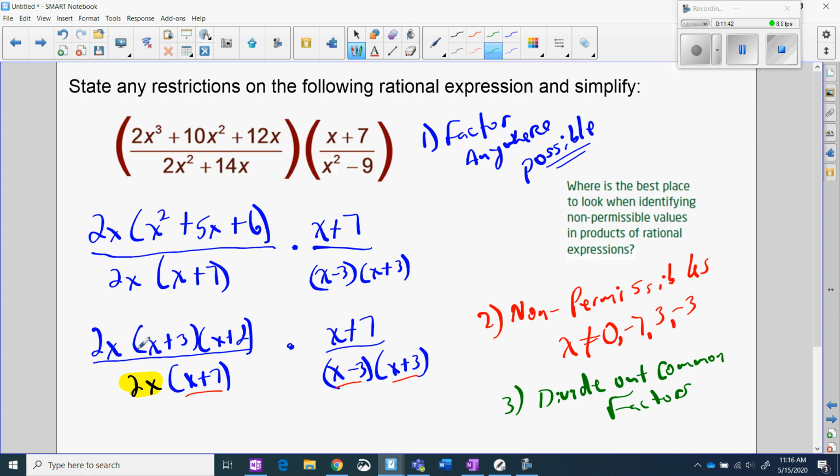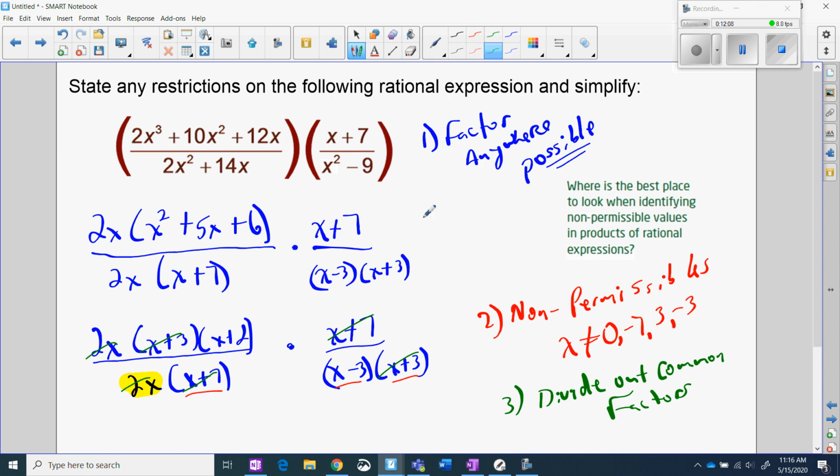Well, as I said, this is the fun part. I have x plus 7 and x plus 7. They are the exact same. I have 2x and 2x. They are the exact same. I have x plus 3 and x plus 3. Leaving me with this factor, x plus 2 in the numerator, and this factor down here, x minus 3.